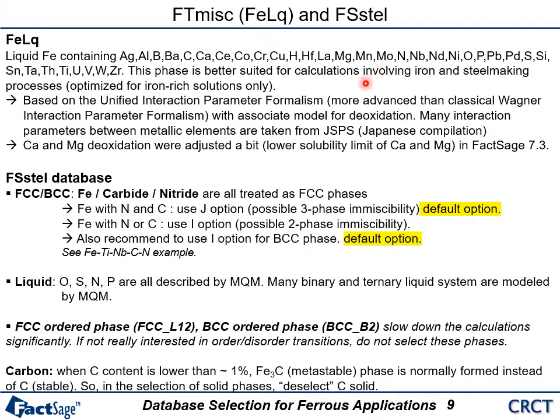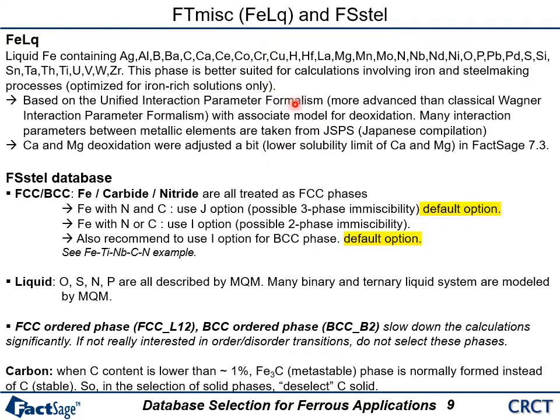In terms of the liquid steel, as I mentioned, we have two kinds of liquid steel available for the steelmaking calculation. One of them is the FeLQ database in the FT miscellaneous solid solution. And this database covers a wide range of elements, as you can see here. This database is based on the so-called Wagner interaction parameter formalism or unified interaction parameter formalism.